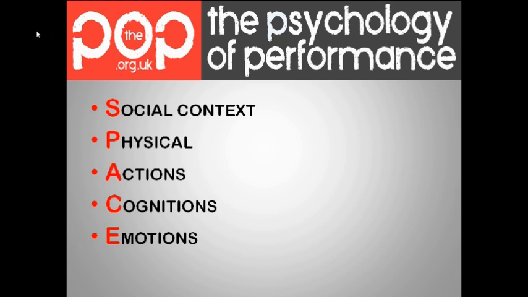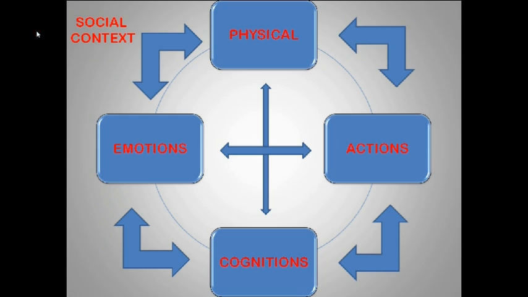So the model is called SPACE. You can see that it's an acronym. It refers to the social context, physical reaction, your actions or behaviours, cognitions or thoughts, and your emotional responses. I'll show how all these link together, and that will give you a better idea of how they work.